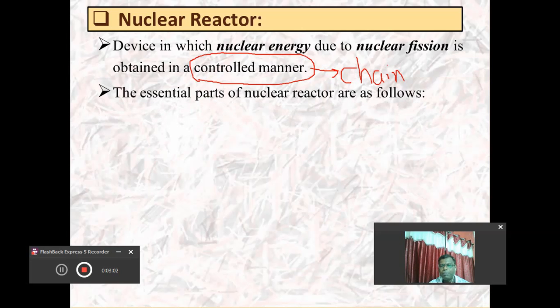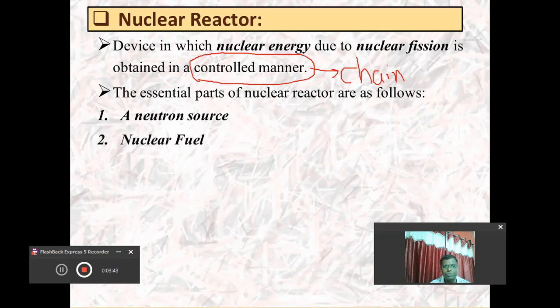Friends, if you remember the important parts of the nuclear reactor without which it is not possible to obtain nuclear energy, the first part is called the neutron source. We require slow neutrons, and the source of neutrons is simply nuclear fission, in which fast neutrons are obtained. These can be converted into slow neutrons, having energy 0.025 electron volt, and that's why these neutrons are called thermal neutrons. Thermal neutrons are responsible for nuclear fission, and that's why we require the source of neutrons.